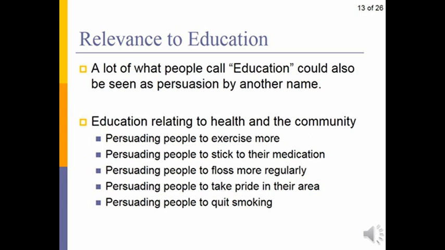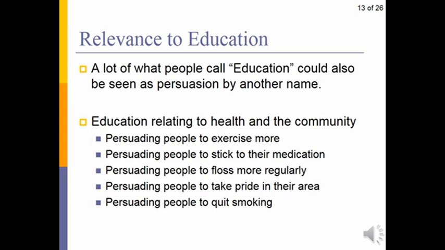But really, when you consider that a lot of education has nothing to do with the classroom, nothing to do with memorizing facts, a lot of education is about helping people to grow and develop and change and learn. And often a big part of that is trying to persuade them of the need to do something, or persuade them to do something, to change their lifestyle, to grow and develop in certain ways.